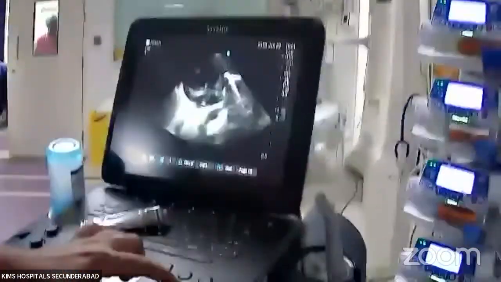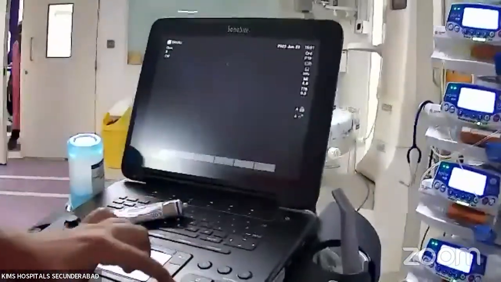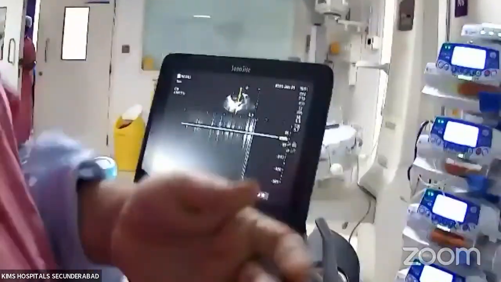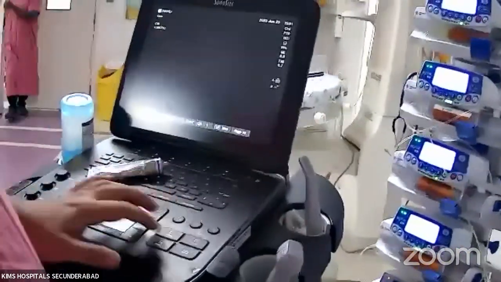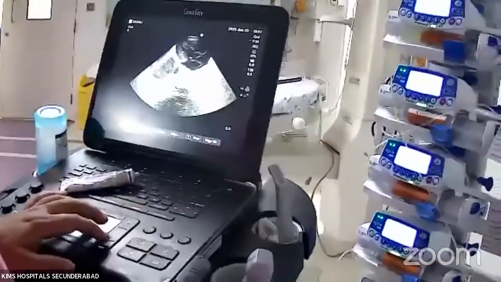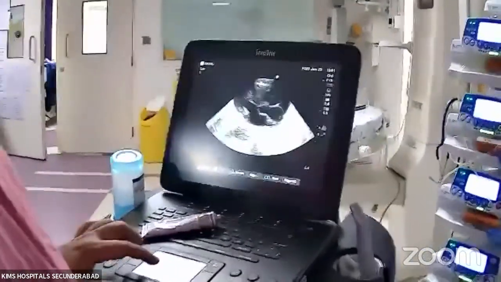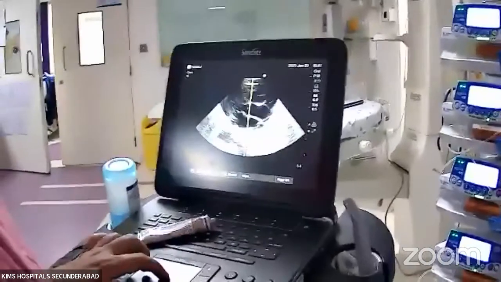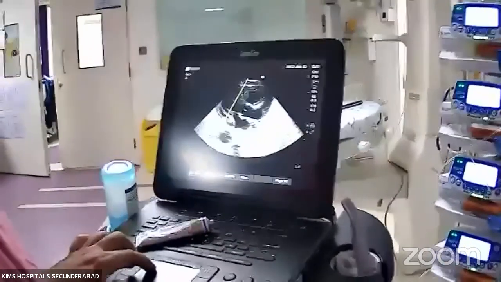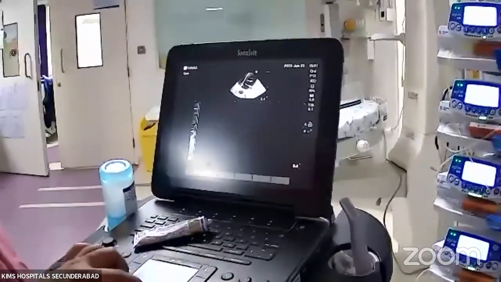Okay, this is the 2D, this is the Dopplers, PS Doppler, all. This is the M mode. Now finally M mode, I forgot. So how to do the M mode? Take this parasternal long axis. Just put the M mode cursor at the tip of the mitral valve. More horizontal, it will be better.